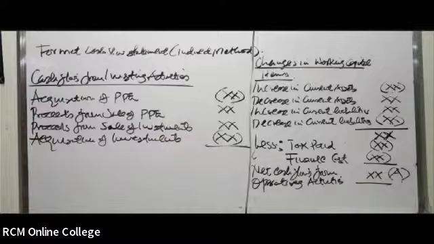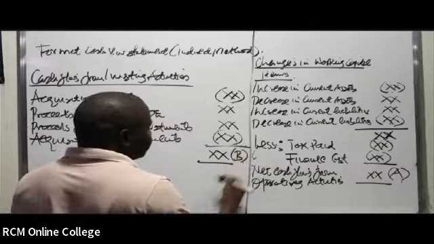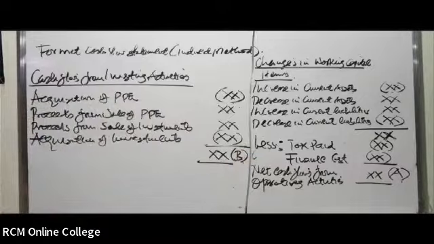So acquisition and sale of assets. Of course, that is the end of the second part of the cash flow statement. So that is part B.